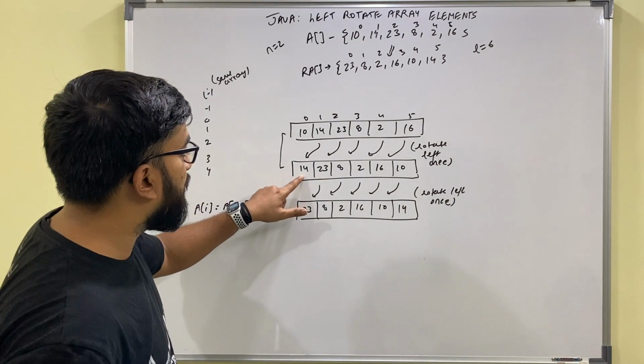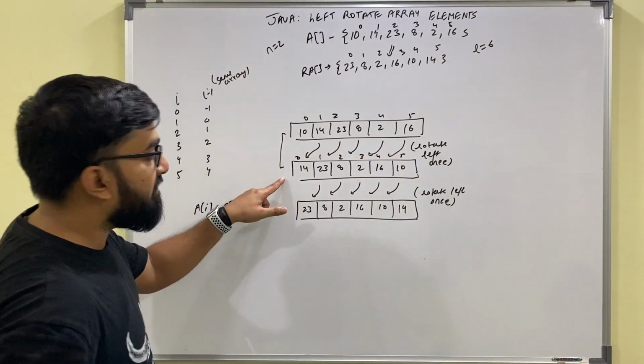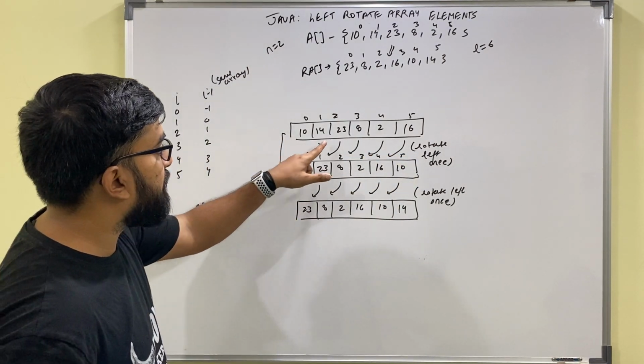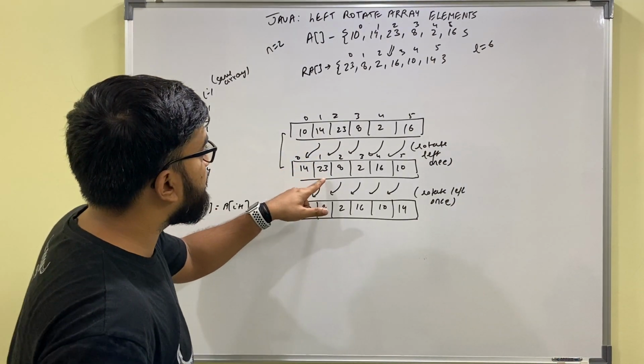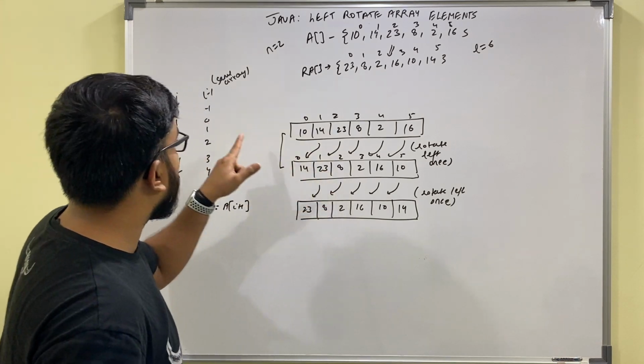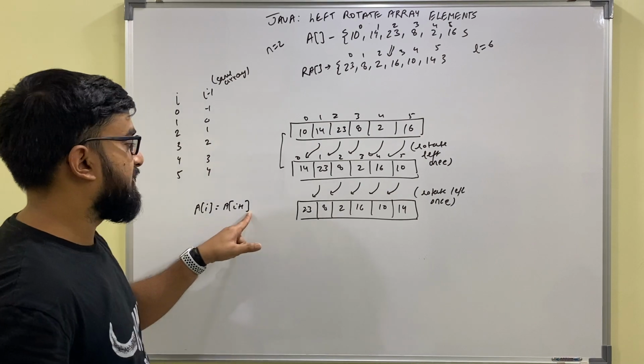So if I take indices 0, 1, 2, 3, 4, 5, when you're rotating once, a of 0 is a of 0 plus 1. A of 1 is a of 1 plus 1, which is a of 2. A of 2 is a of 3. A of 3 is a of 4. A of 4 is a of 5, which is this.